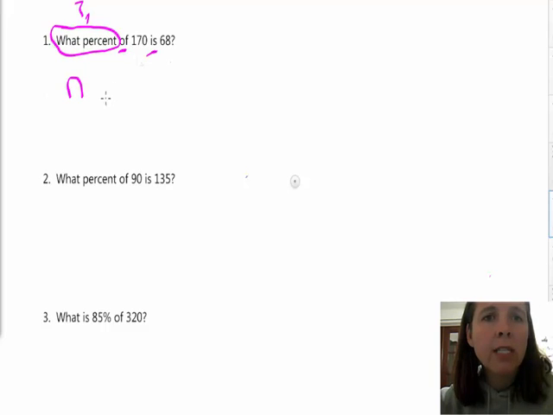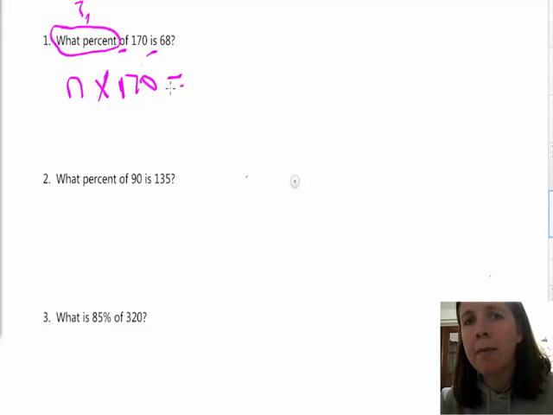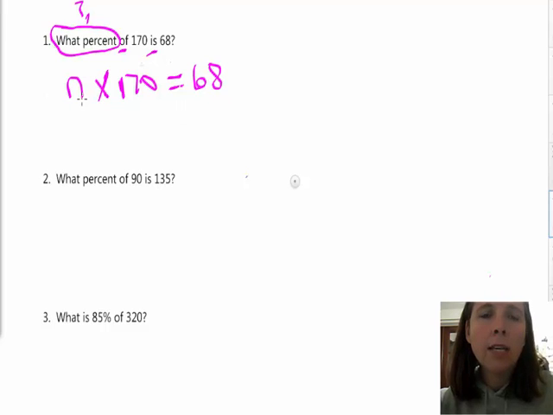N of 170, so times 170 is 68. Okay, so again, I'm sorry for my pen. N times 170 equals 68. Okay, and then you just solve it from there.